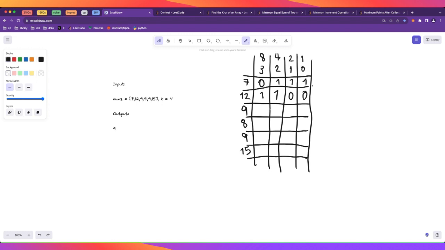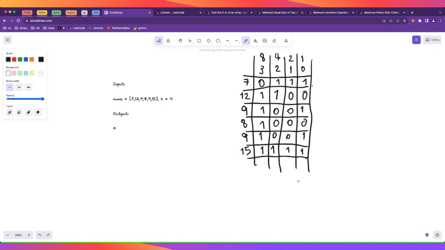Here 9 is going to be 8 plus 1. Then 8 is just an 8. It's a power of 2. 9 again. And finally 15 is all of them together. So we have 12, 14, and 15, right? So this is the table that I mentioned.